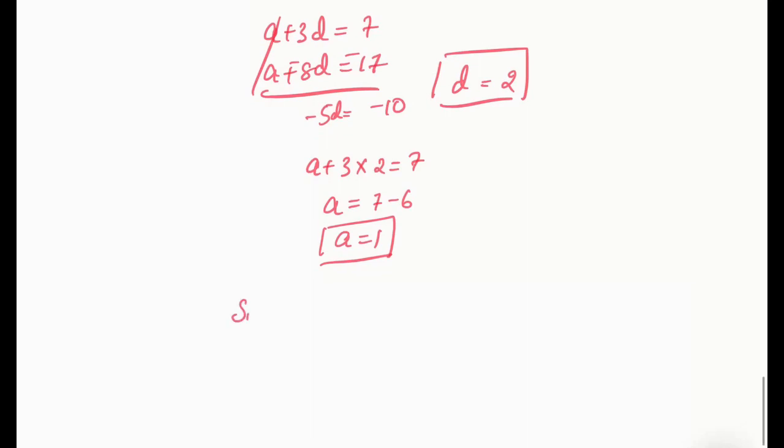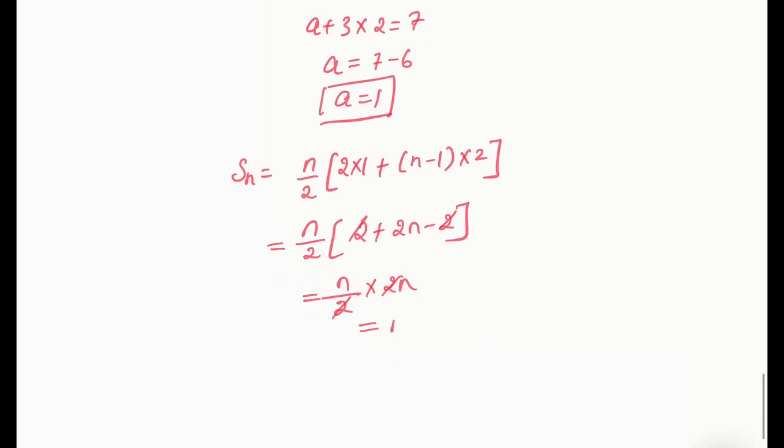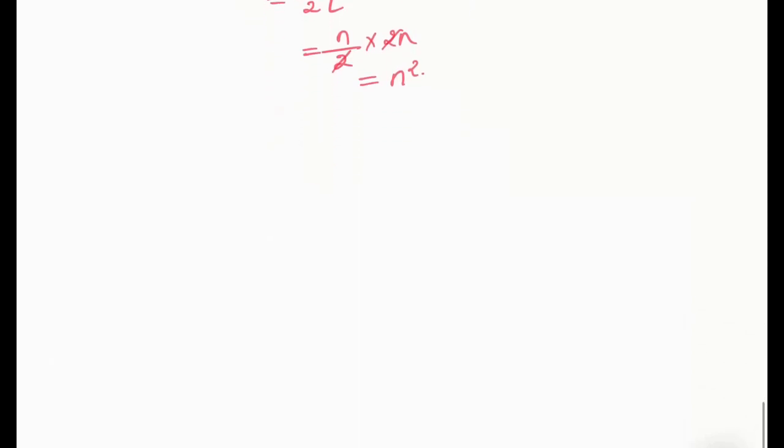Now we need to find out Sn here. Sn will be equal to n by 2 into 2a, that is 2 into 1, plus n minus 1 into d. d is 2. Okay. So what do you get? n by 2 into 2 plus 2n minus 2. The 2 and minus 2 get cancelled. n by 2 into 2n. 2 and 2 get cancelled. So finally you will get n into n, that is n square. Okay. Hope it's clear.